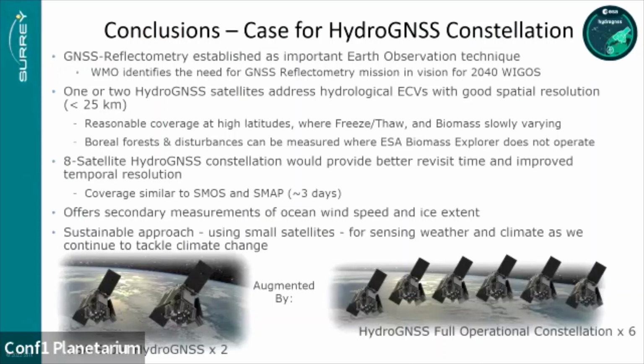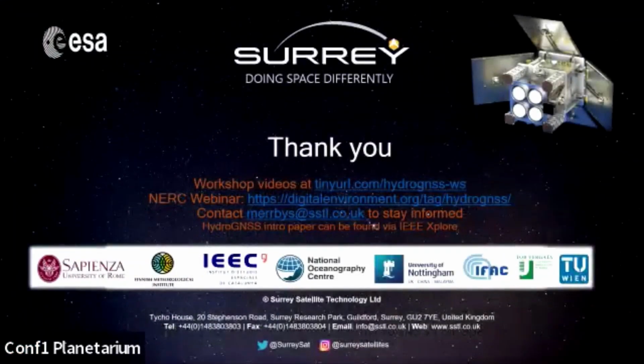However, moving on to 8 satellites, it would provide much better revisit time and improved temporal resolution. It would give coverage similar to SMOS and SMAP, and it offers secondary measurements of ocean wind speed and ice extent. And it's a sustainable approach, using small satellites for sensing weather and climate as we continue to tackle climate change. And that's the end of my presentation. Thank you.